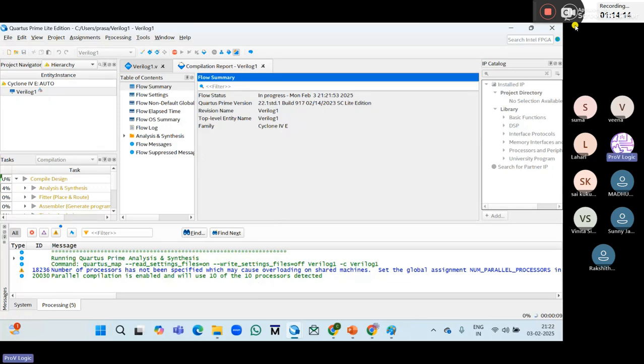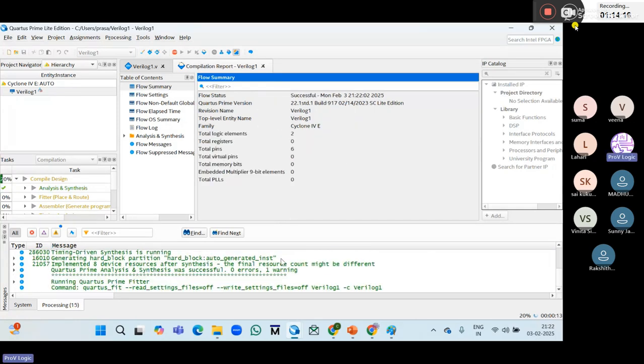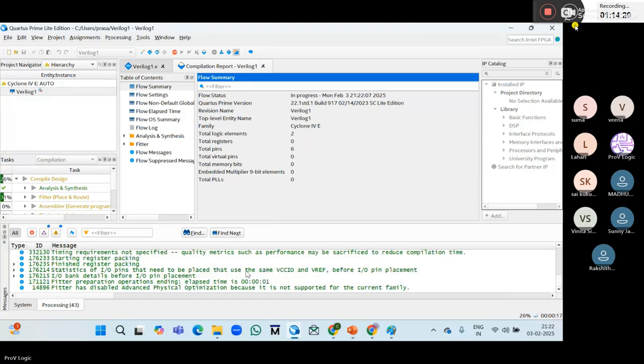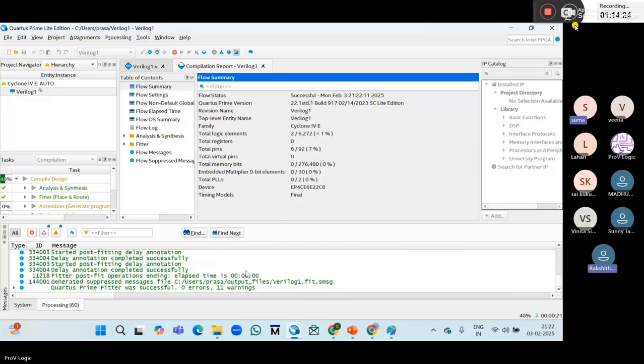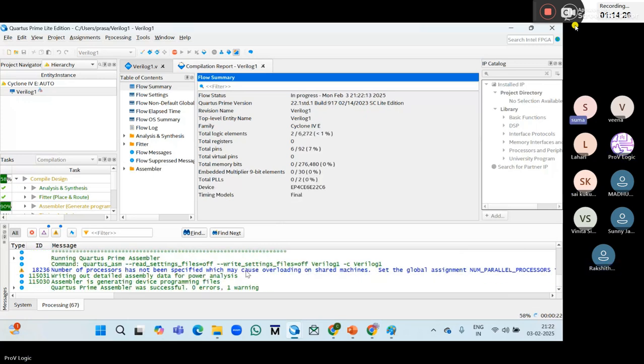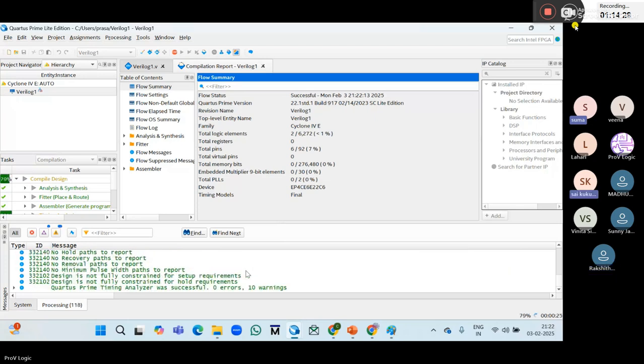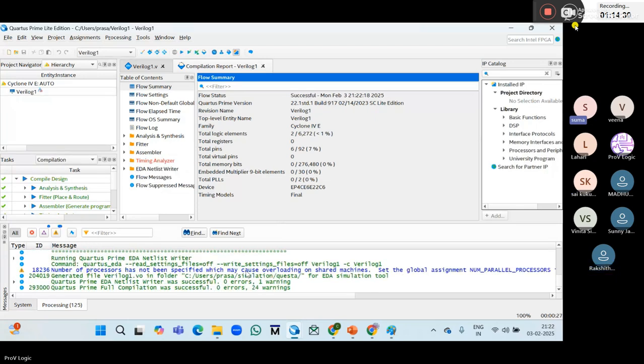Anyone have doubts to use this Quartus Prime? No doubts, huh? Prashant, in this, if we want to write another program, I mean one Verilog program and another Verilog program for compilation, it is not working for me.